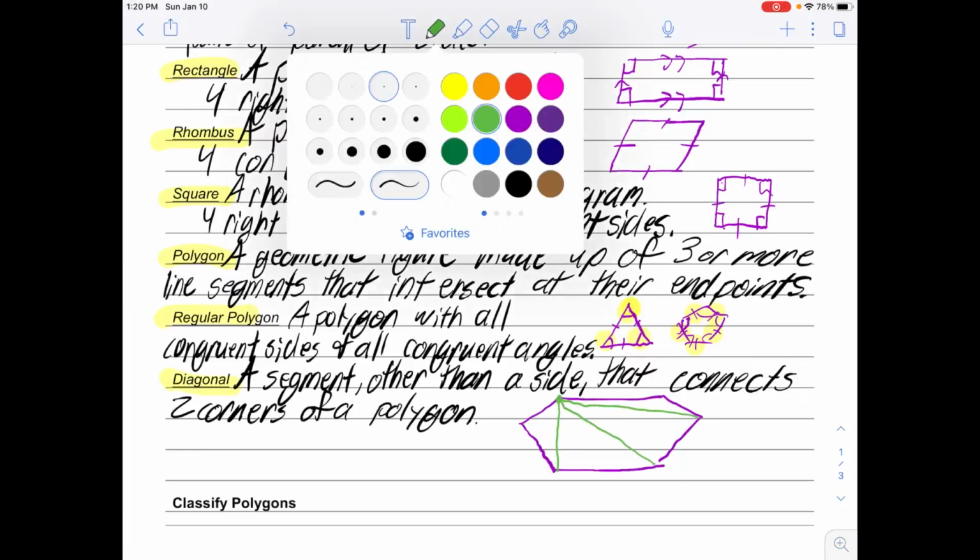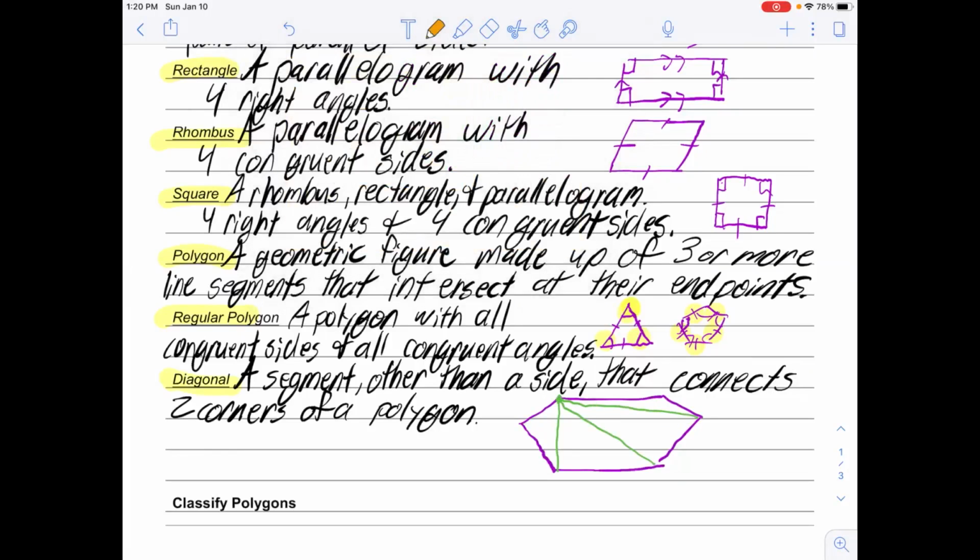Now I can draw diagonals from any of the points, and we would just connect all of the points that are not already connected. And that's a lot of diagonals. But a diagonal is just any line that goes through the inside of a shape from one corner to another.